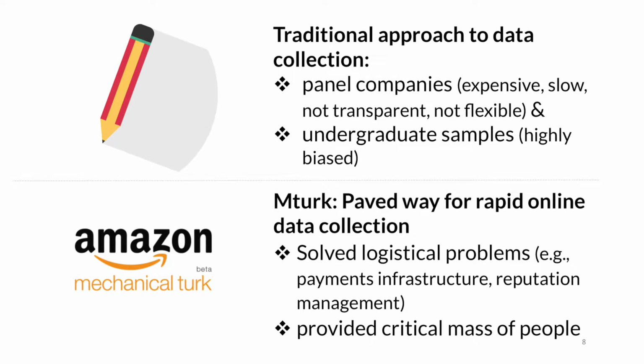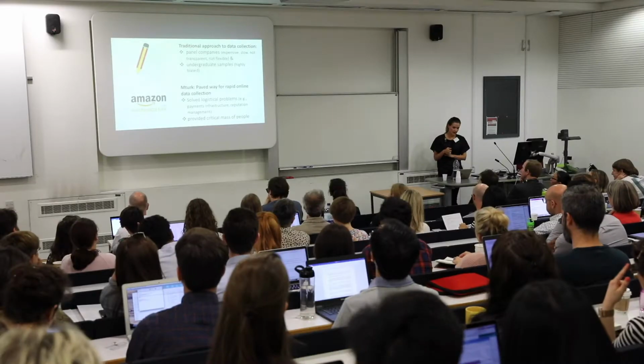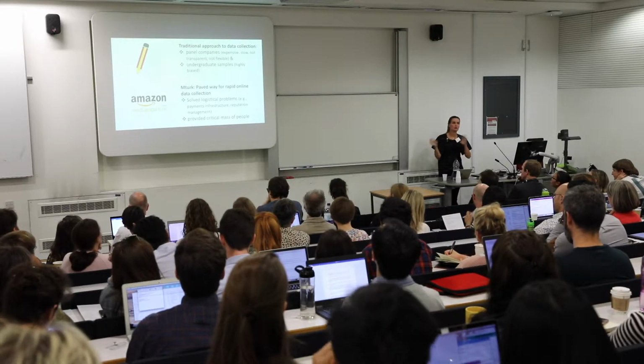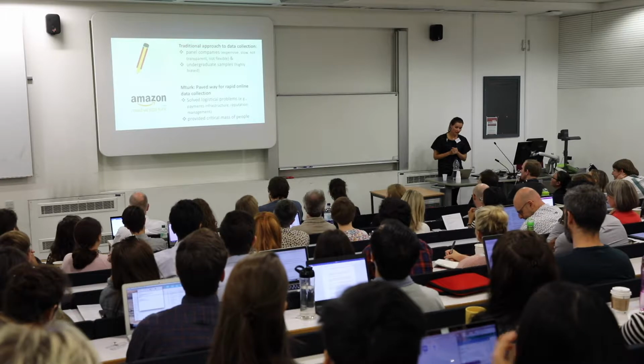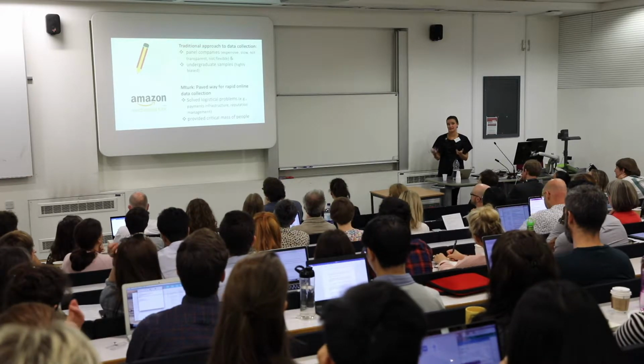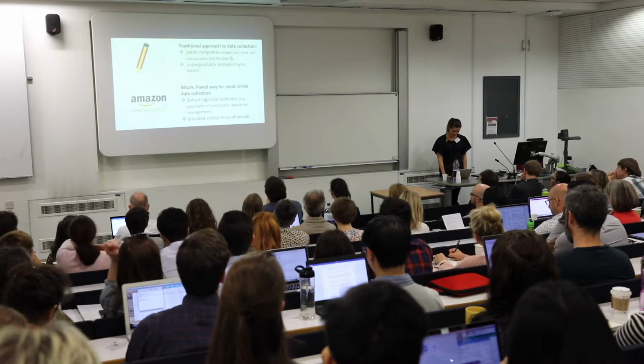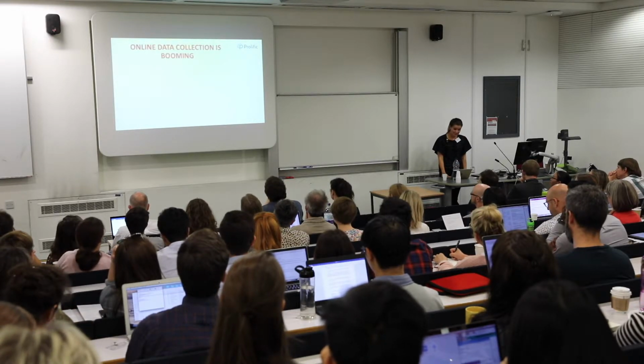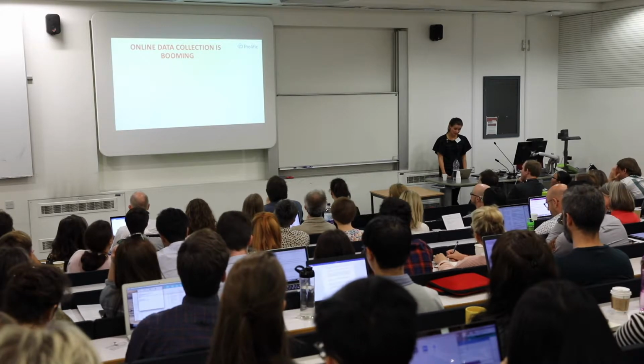Then in 2005, MTurk came along and paved the way for rapid online data collection. And it did so by solving a lot of the logistical problems, things like a payments infrastructure through which you can very easily and quickly compensate participants, and through reputation management where you can approve or reject submissions. And also simply, MTurk provided a critical mass of people who were willing to just sit there and take part in some studies.